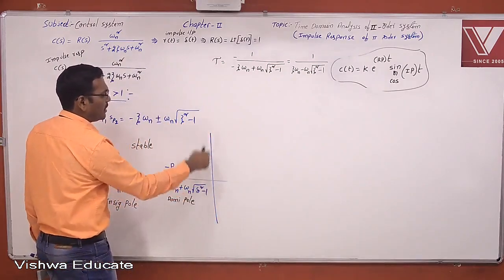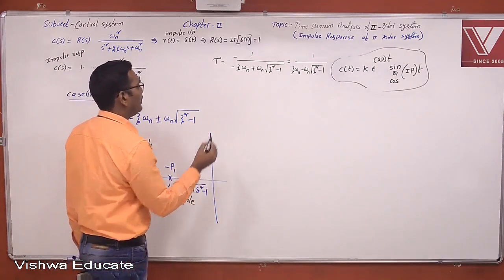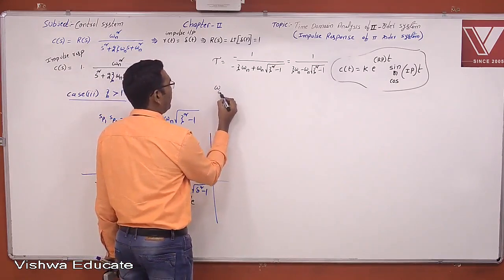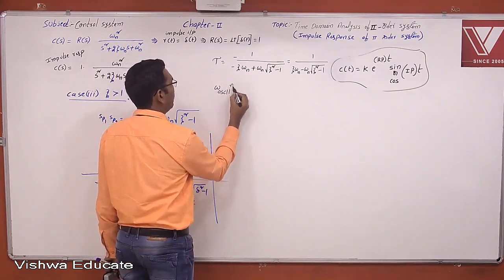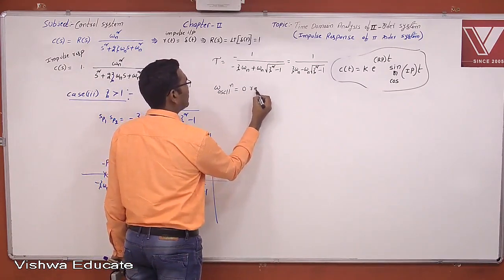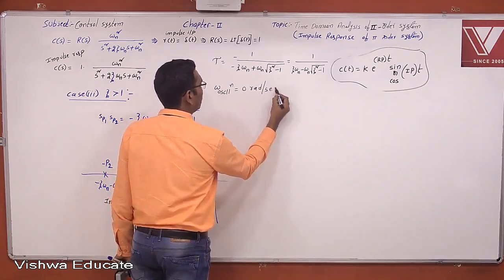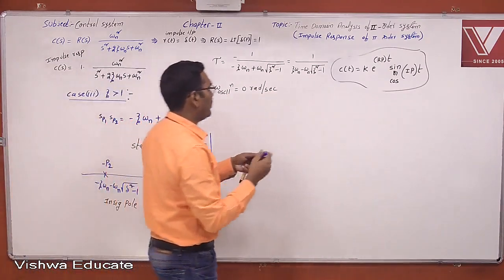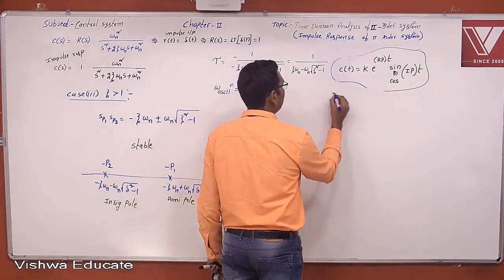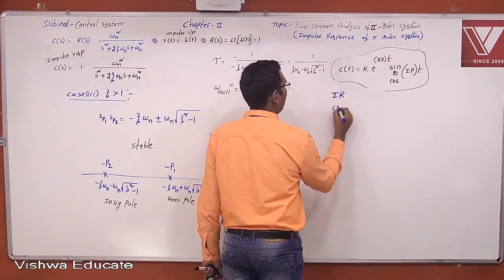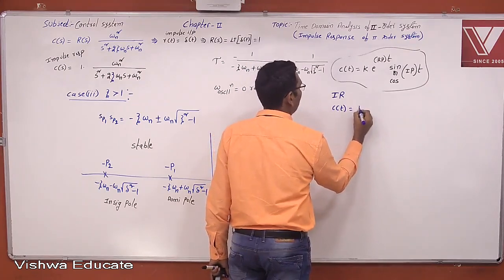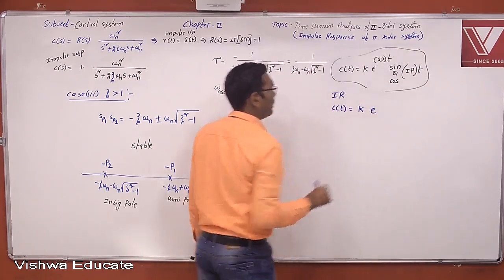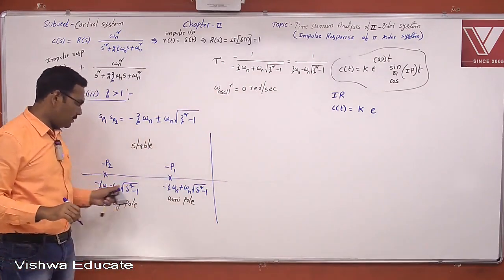Is there any imaginary part? No imaginary part, it is completely real. Therefore the frequency of oscillations is 0 radians per second. Then what should be the impulse response? Now the impulse response in time domain, c of t, is equal to k into e power real part. This is the real part.